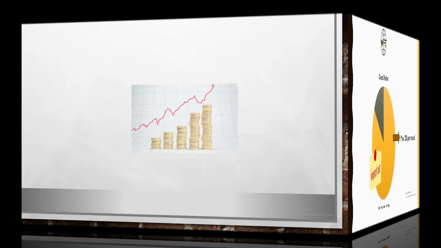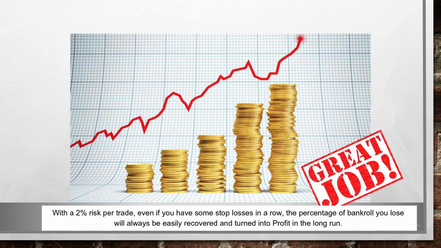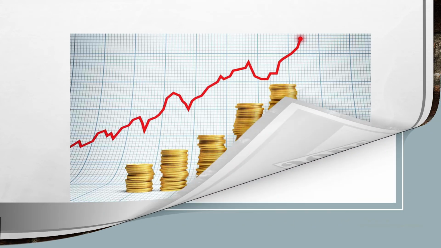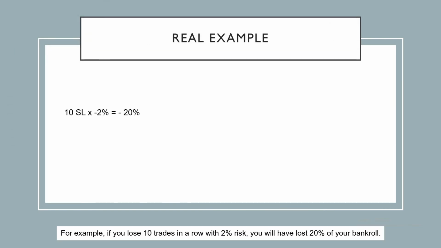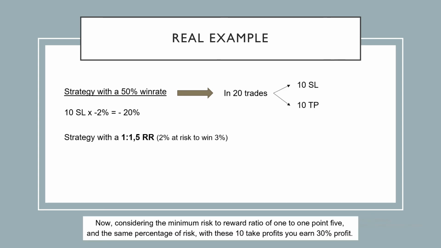With a 2% risk per trade, even if you have some stop losses in a row, the percentage of bankroll you lose will always be easily recovered and turned into profit in the long run. For example, if you lose 10 trades in a row with 2% risk, you will have lost 20% of your bankroll. But, considering a strategy with a win rate of only 50%, the next 10 trades can easily and statistically achieve take profit. Now, considering the minimum risk-to-reward ratio of 1 to 1.5, and the same percentage of risk, with these 10 take profits you earn 30% profit.